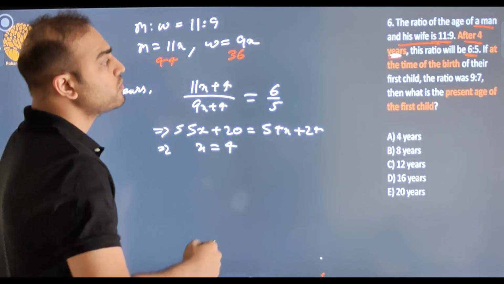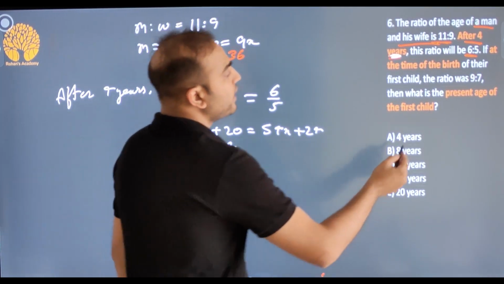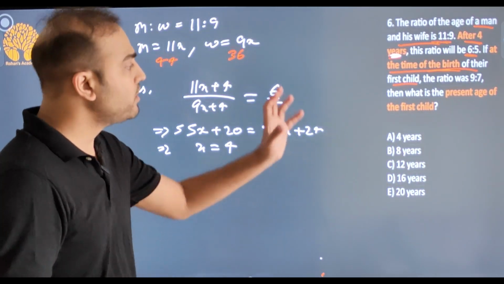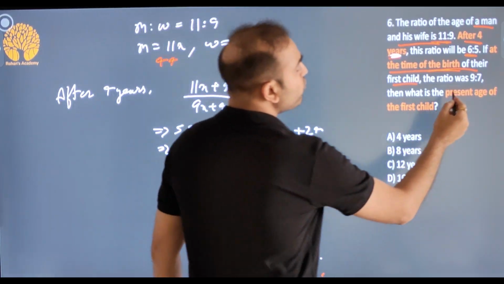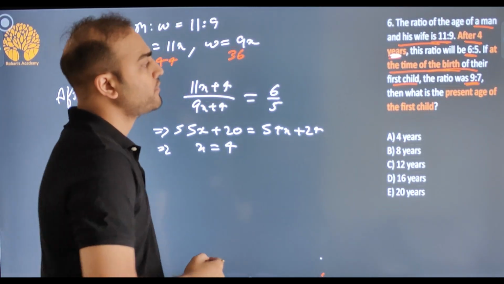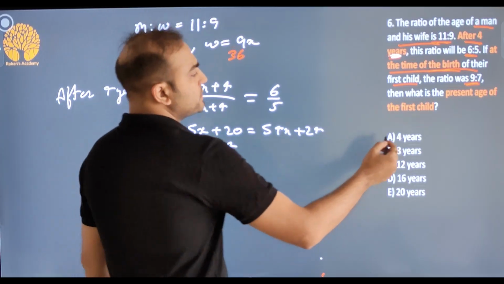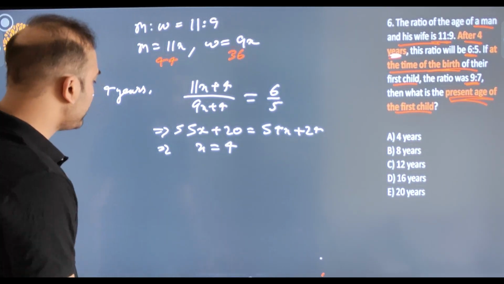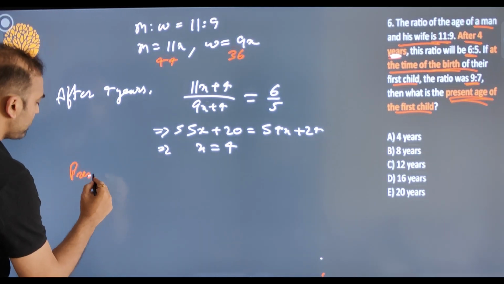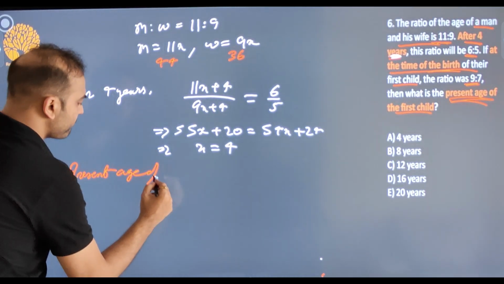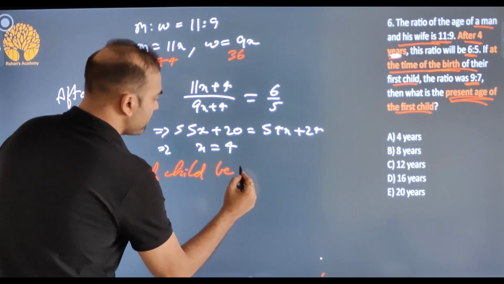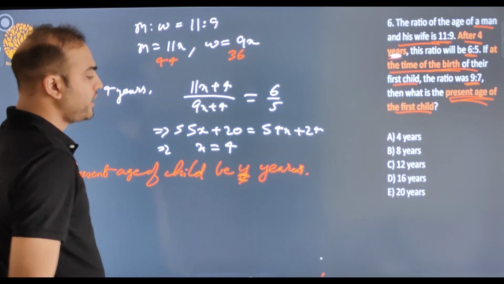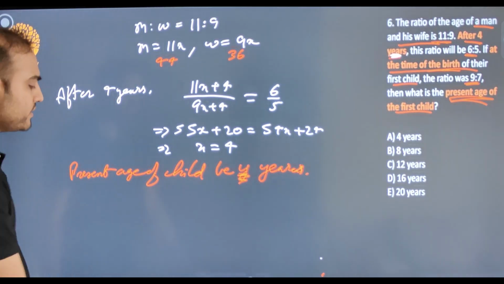Now let's move ahead. Let's read the next line. At the time of the birth of their first child, we don't know when that happened, but at that time the ratio was 9:7. What is the present age of the child? Let the present age of the child be y years.